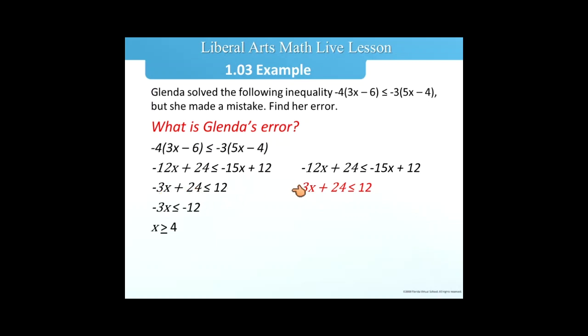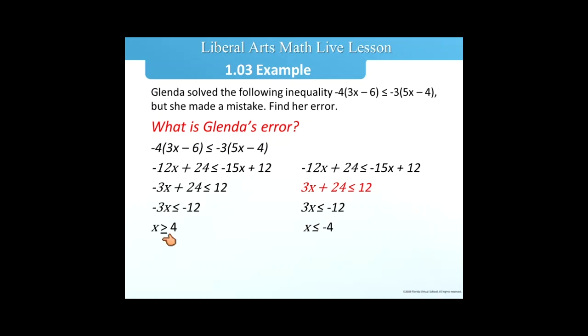So now the mistake was that sign. Those signs, you need to pay attention to them carefully because if you make one error with the sign, it can mess up your entire problem. So next we move that 24 over, it's added, so we subtract. We get 3x less than -12, and then x is less than or equal to -4.